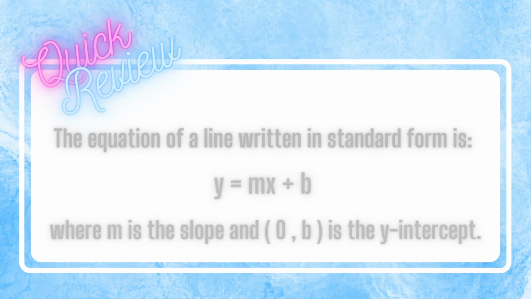So today we saw that the equation of a line written in slope-intercept form is y equals mx plus b, where m is the slope and 0, b is the coordinate for our y-intercept.